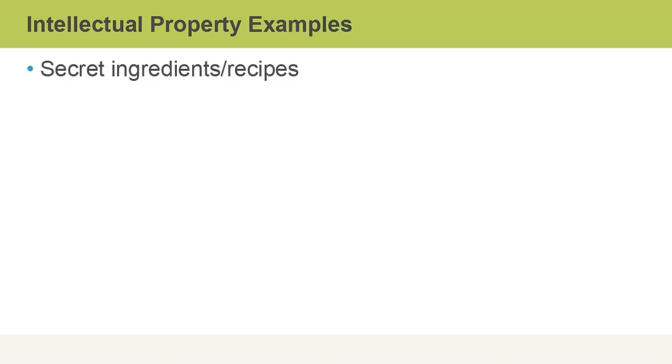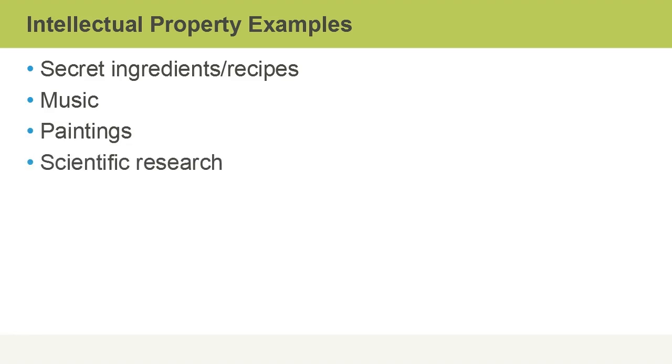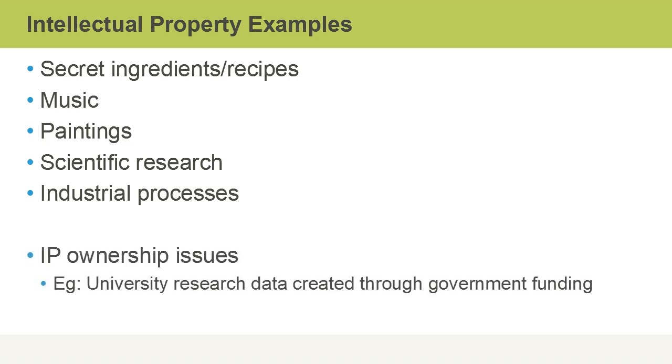Some examples of intellectual property would include things like secret ingredients or recipes, or music. Paintings also fall under intellectual property and would be subject to copyright law, just like music would. Scientific research and the results thereof are also considered intellectual property, as are specific industrial processes used by certain organizations. For example, in the manufacturing process, these are the types of things that we would want to keep secret to remain competitive.